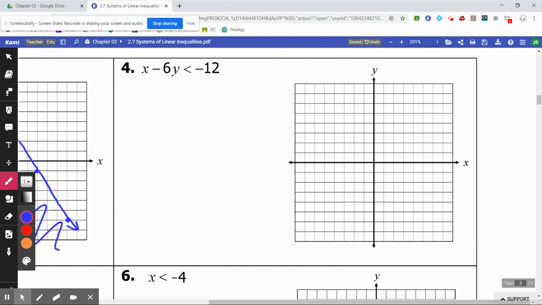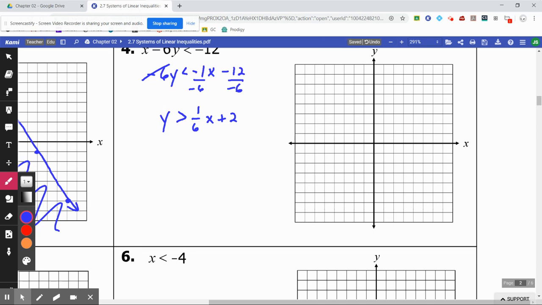Number 4, move your x term over, and as you move it over, if you'd like to, go ahead and put negative 1x so that you have something to divide by. We're dividing by negative 6. Now here's where we might forget. If you multiply or divide by a negative, this less than has to flip to greater than. Negative divided by negative is a positive. Also, negative divided by negative is a positive. So therefore, y is greater than 1/6x plus 2.